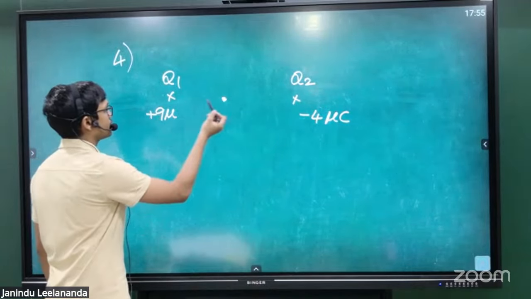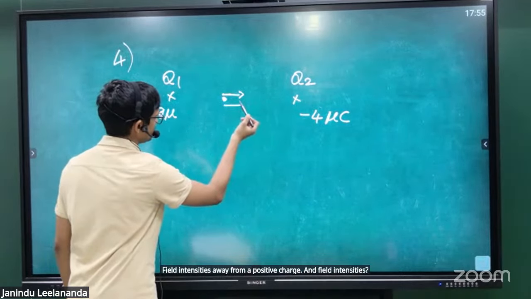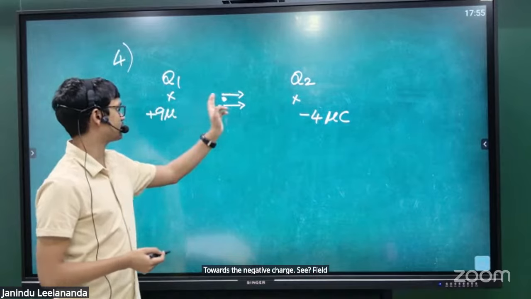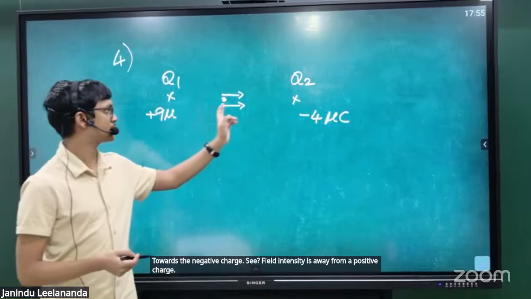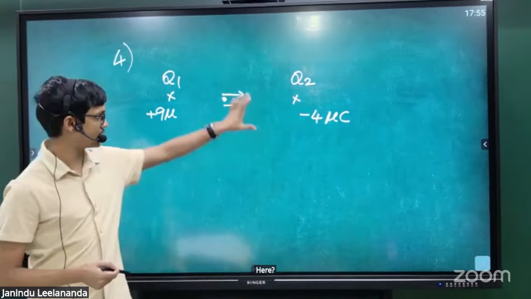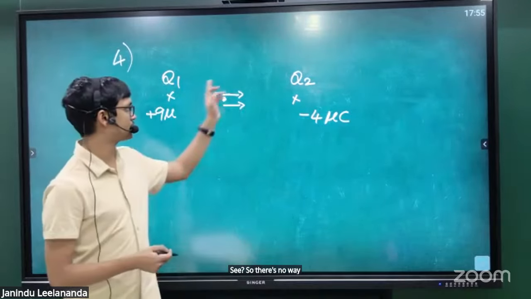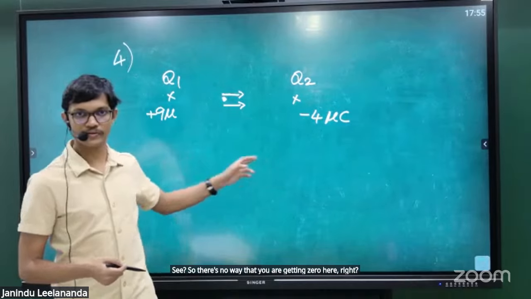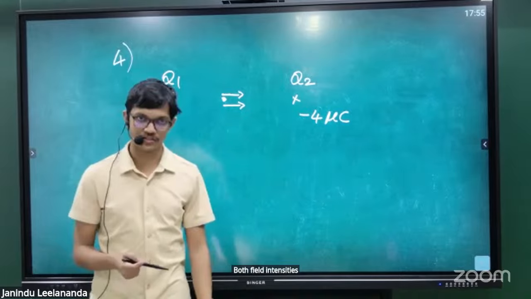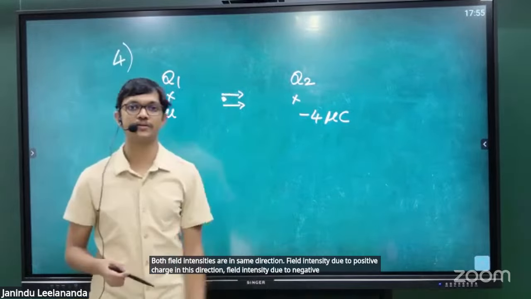Field intensity is away from a positive charge and it is towards a negative charge. So the resultant is in this direction, and there's no way that you are getting 0 here. Why? Both field intensities are in the same direction. Field intensity due to the positive charge is in this direction, and due to the negative charge is also in this direction.